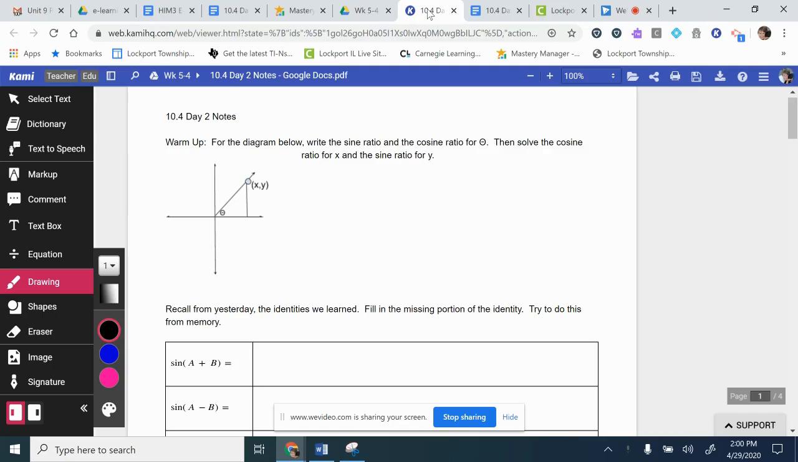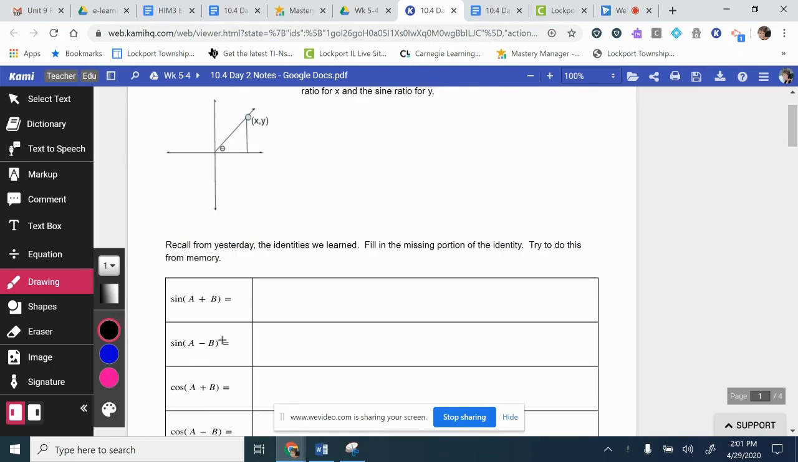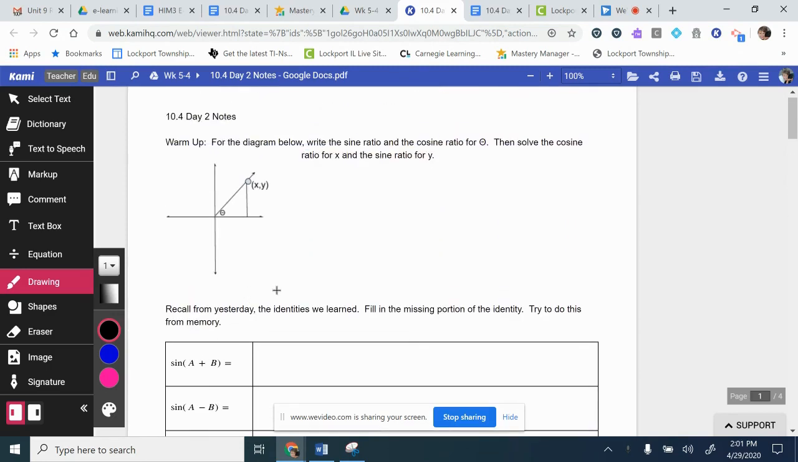Welcome to day 2 of 10.4. Yesterday you were introduced to the identities that I'm going to ask you to fill in a few minutes. But before we do that, I'd like you to work on this warm-up. I want you to pause the video and write the cosine and sine ratios for theta. And then solve the cosine ratio for x and the sine ratio for y.